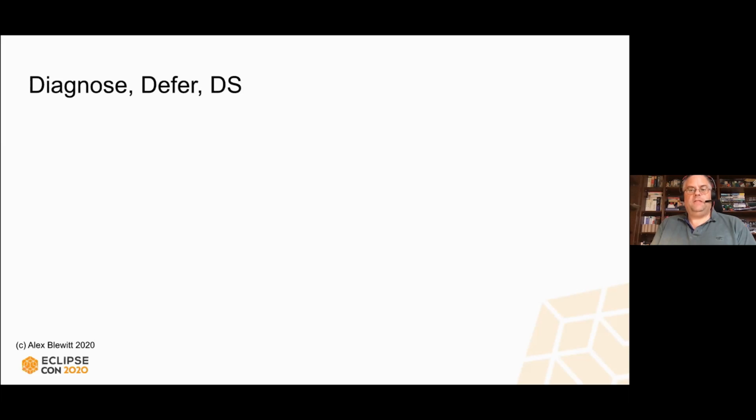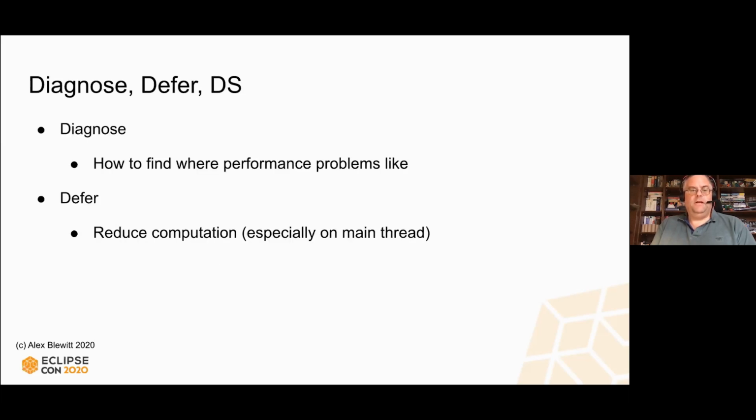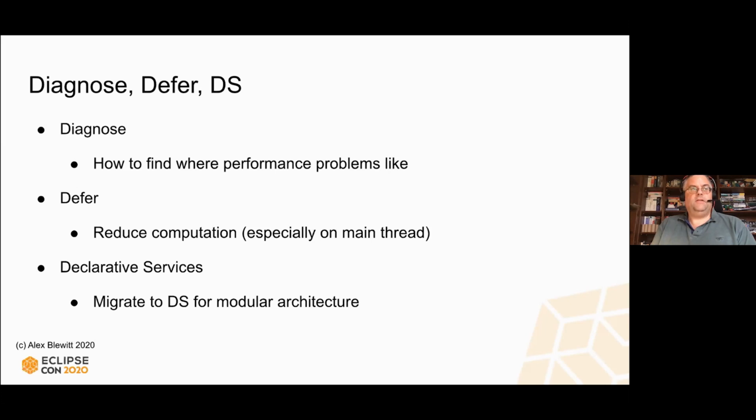So what I'm going to talk about is really the 3 Ds. Diagnose, how to find where performance problems lie. Defer, be able to reduce computation or I/O, especially on the main thread. And then declarative services. If you migrate to declarative services, you can improve the speed of your plugins.